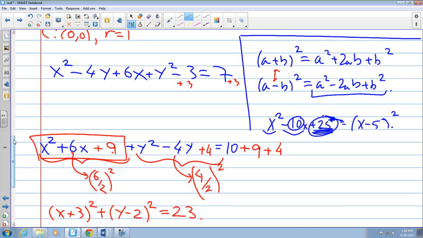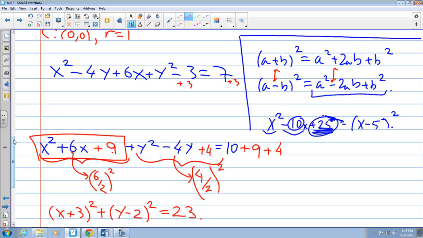These are the signs that come from here. So if you had a minus, it's going to end up with a minus. If you had a plus, it's going to end up with a plus. Good? All right, so that's the hard version of that game, where you have to complete the square.